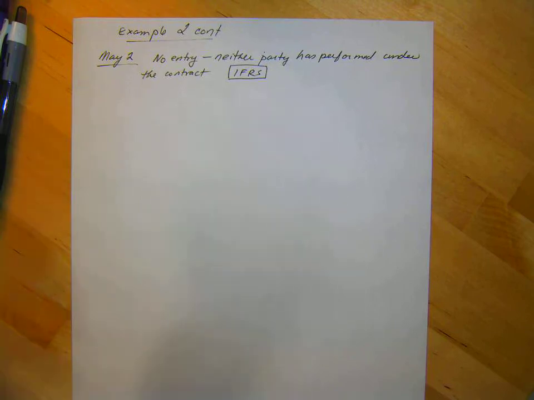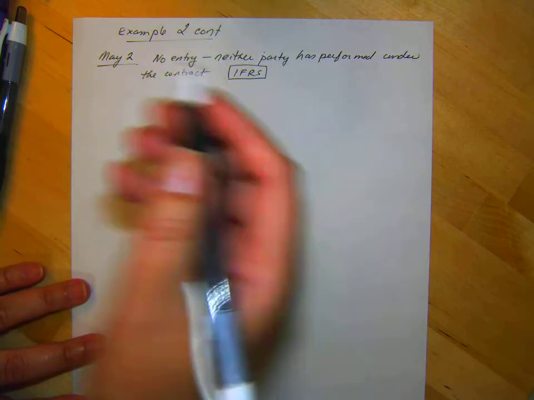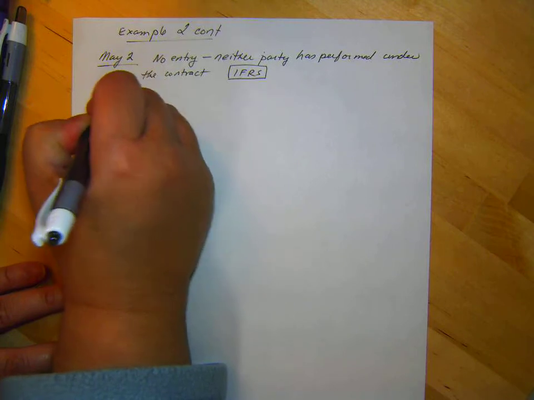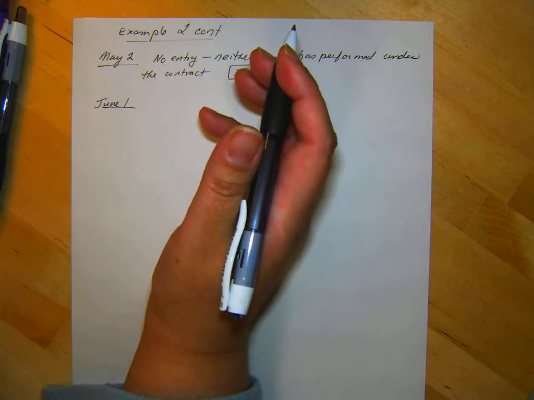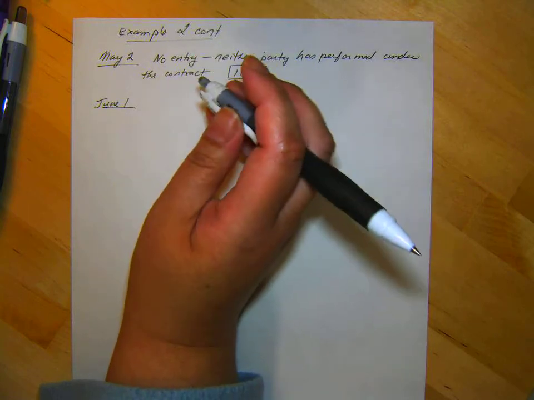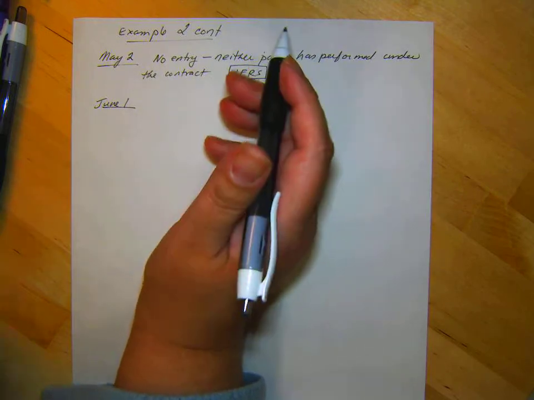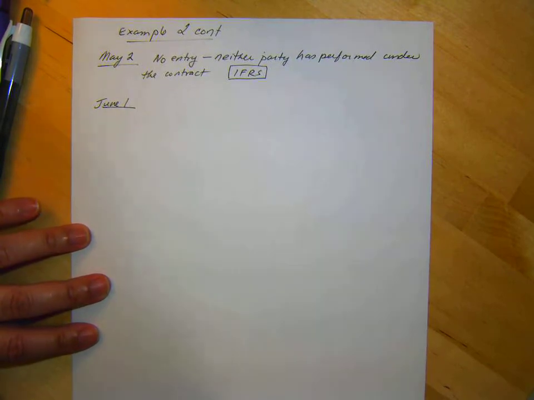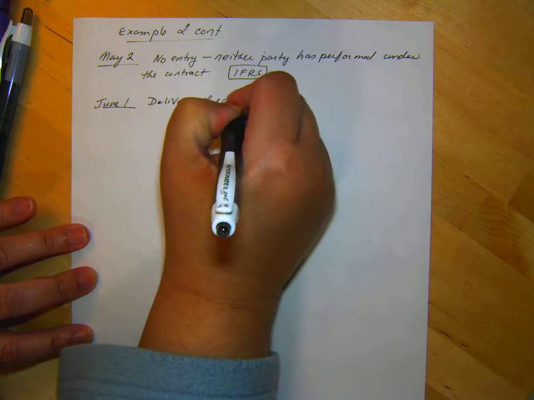Okay, so the entries. Neither party has performed under the contract. This is IFRS, so we just leave it like that. Now, what happens on June 1st? They actually record the sale because it says Crankshaft delivers the equipment on June 1st and then will complete the installation. And Winkerbean is obligated to pay Crankshaft $950,000 on delivery of the equipment and then the installation. Okay, so this was delivery of equipment.